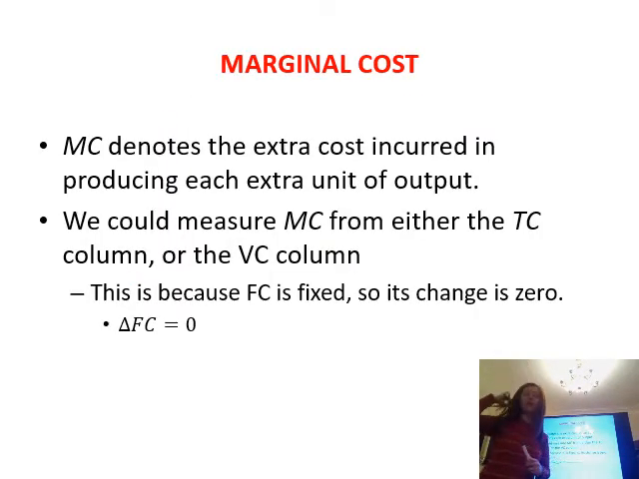Marginal cost, as I explained in the graph, is the extra cost. Always marginal in economics is the additional or the extra. So marginal cost is the additional cost of producing one extra unit of output, okay? We could measure the marginal cost as the slope of the total cost or the slope of the variable cost curve, because the only component in total cost which is changing is the variable cost. Is the fixed cost changing? No, it is a horizontal line. It is always constant regardless of the level of output.